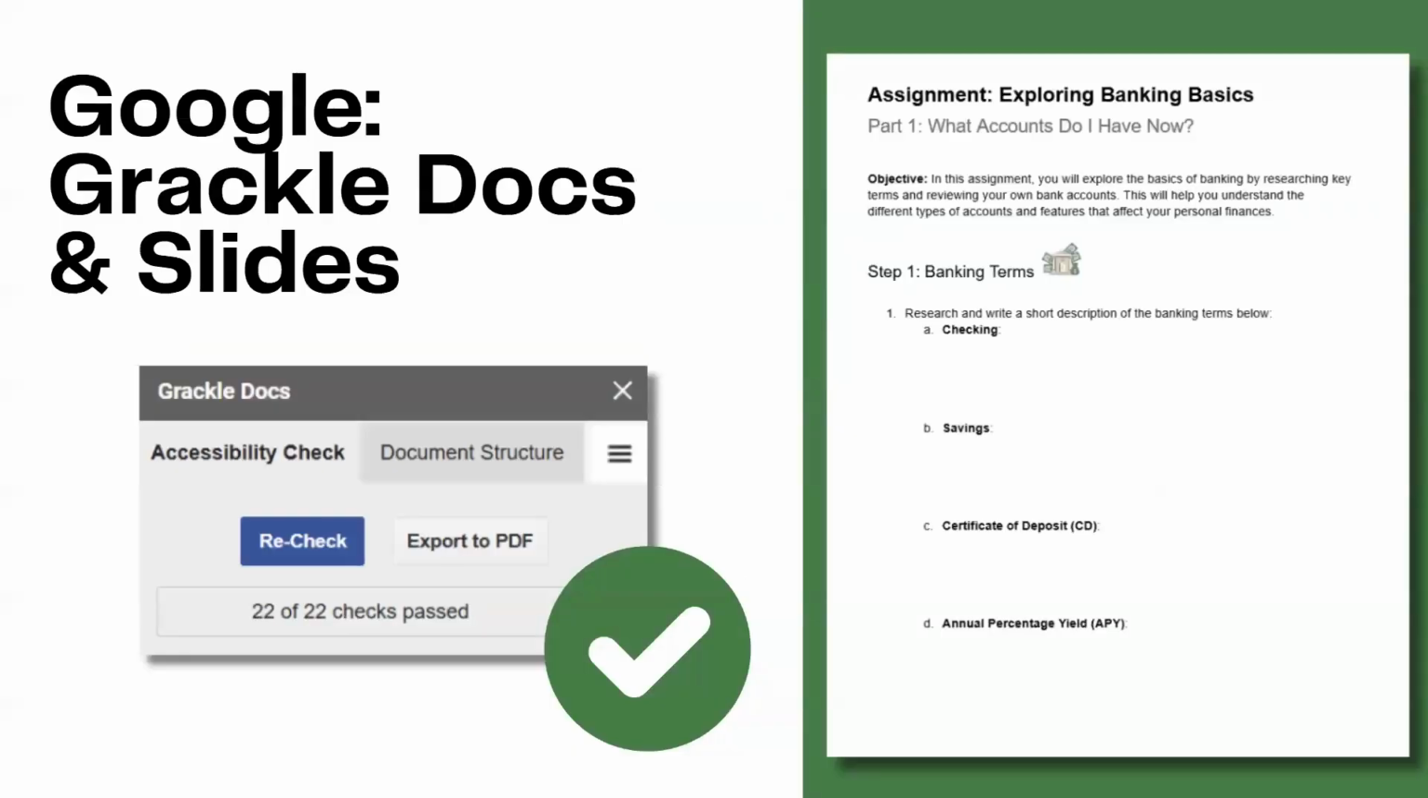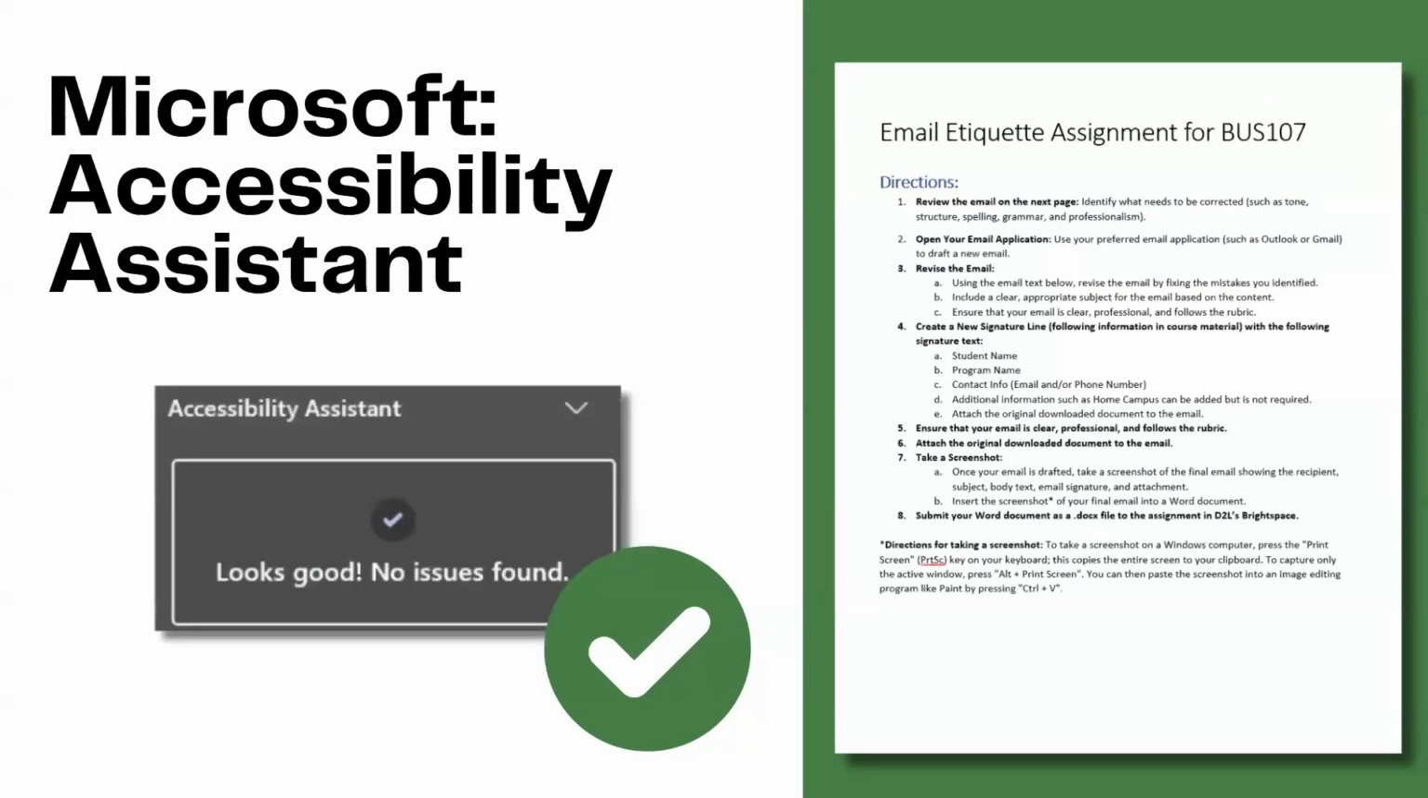As for documents, in a little bit, I'm going to do a deep dive into Microsoft Word today to show some accessibility features in action. Both Google Docs and Google Slides have an accessibility checker. It's called Grackle. It's actually an add-on, not built in, but it is a free extension that you can add to your Google platform. Microsoft has a very robust accessibility assistant, which also gives you tips and tricks of how to fix things once it does its scan.